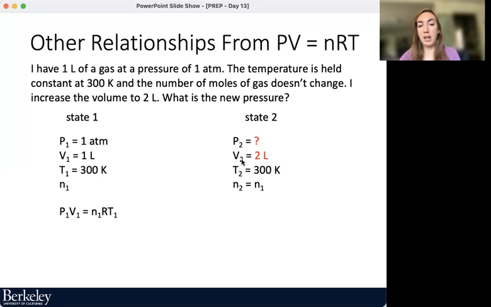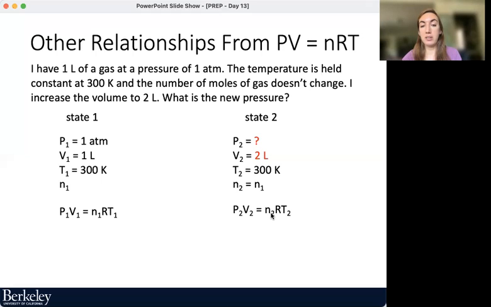My volume, I told you I've changed my volume to 2 liters. I told you I didn't change the temperature, so my temperature is still 300 Kelvin. And my number of moles hasn't changed either, so N2 equals N1. So I can plug those numbers into the ideal gas law too. And so P2 times V2 equals N2 times R times T2.